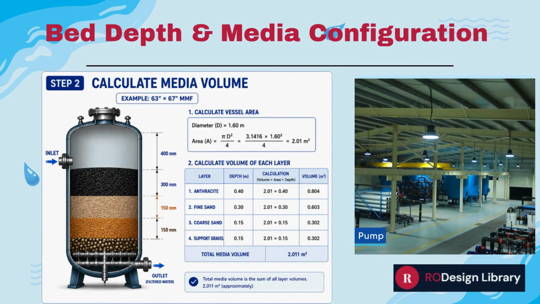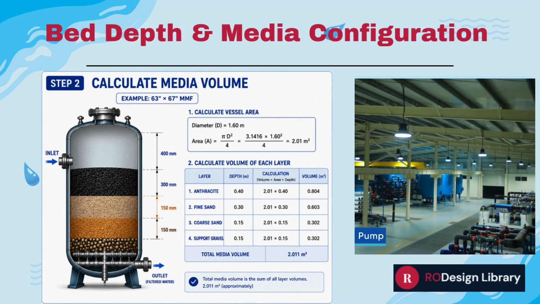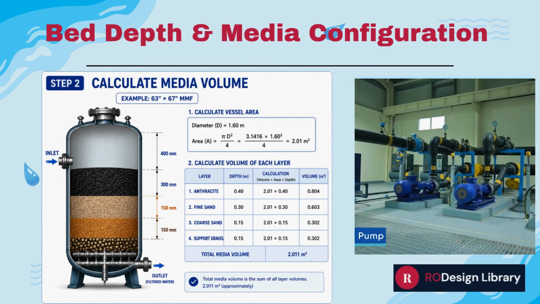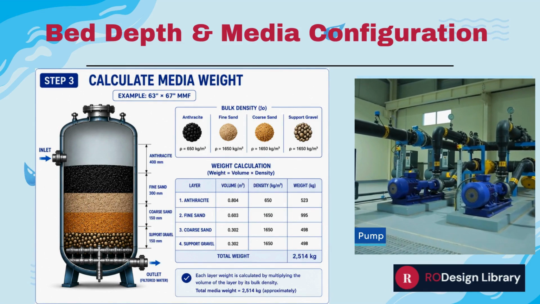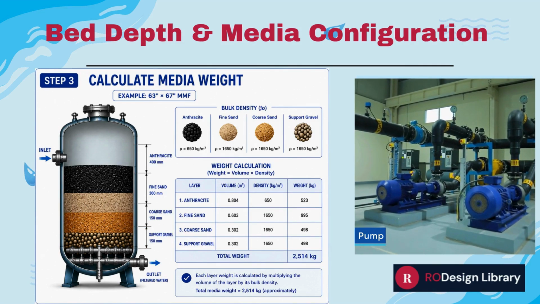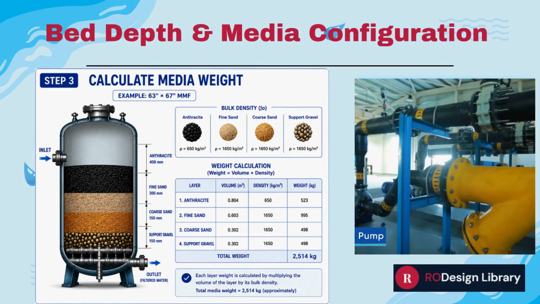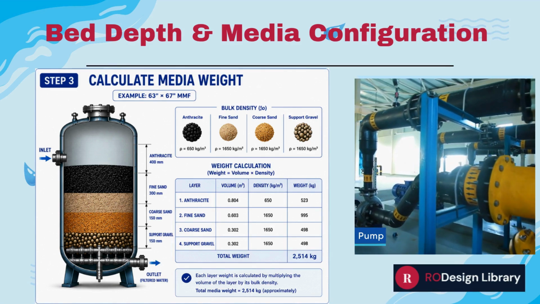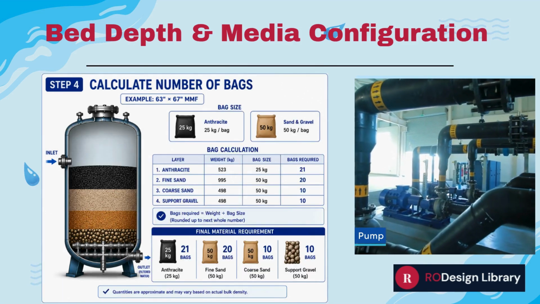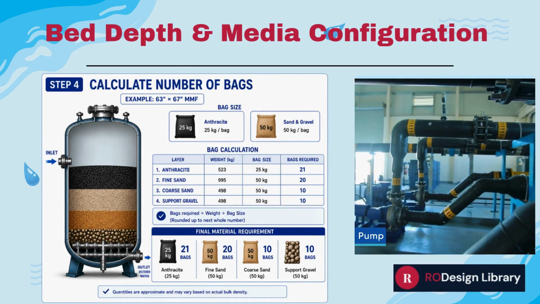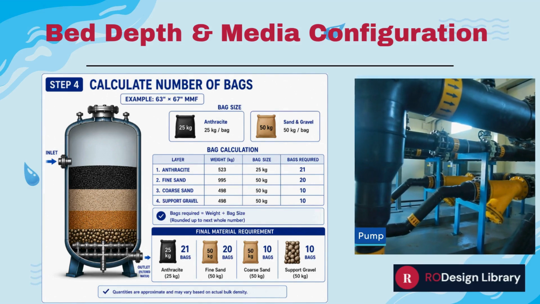The vessel surface area is first calculated from the internal diameter. The volume of each media layer is then obtained by multiplying the surface area by the selected media depth. Each media volume is multiplied by its bulk density to determine the total weight required. Anthracite uses a density of 650 kilograms per cubic meter, while sand and gravel use 1650 kilograms per cubic meter. Finally, convert the media weight into the required number of bags. This provides a ready-to-use procurement list, helping engineers estimate material requirements quickly and accurately.